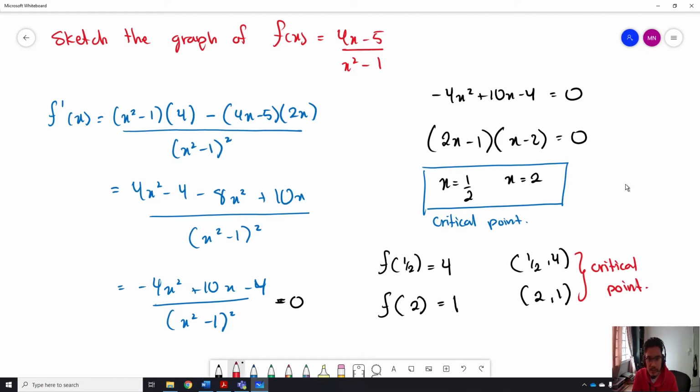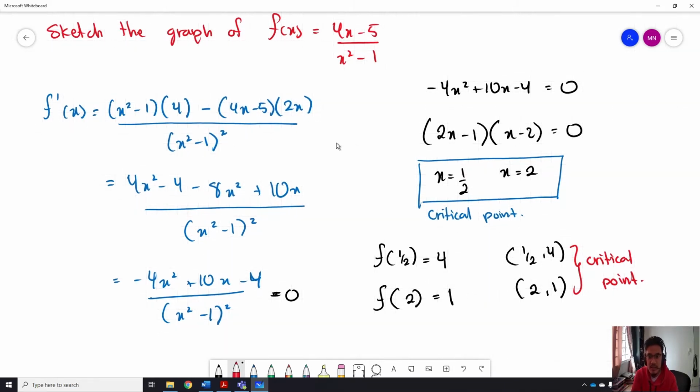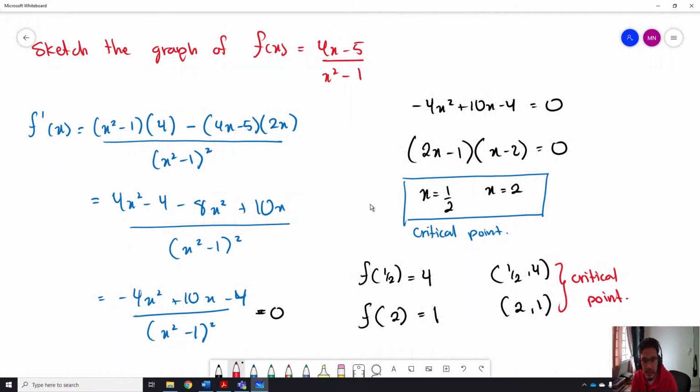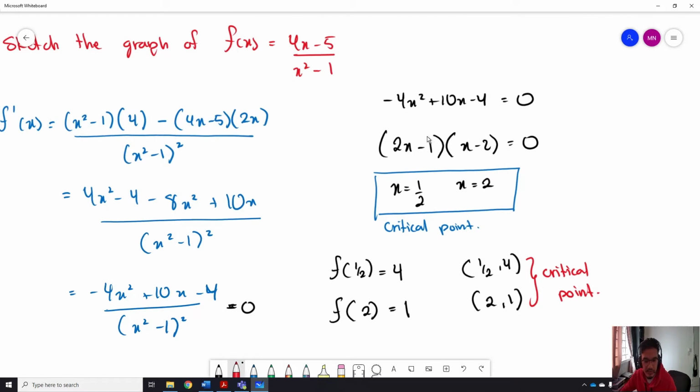Next, since the given equation f(x) is a fraction, we look at the denominator x² - 1. The denominator cannot be equal to 0, so x cannot be equal to positive and negative 1. So these will be the asymptotes of the graph.